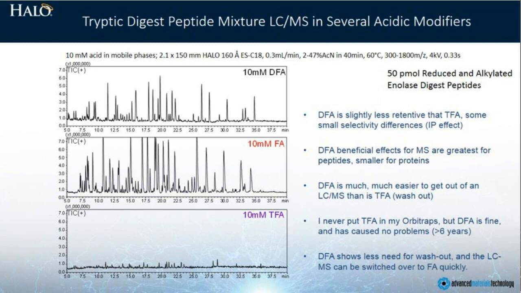There are some other less obvious effects that favor the use of DFA over TFA. The first is it's easier to get rid of. We can wash it out of an LC-MS system very quickly, switch over from difluoroacetic acid to formic acid in an LC-MS with minimal trouble. Doing that with TFA requires pretty extensive flushing and regeneration of the LC-MS system. So we like DFA. We use it quite a lot. It's also quite good in UV detection.